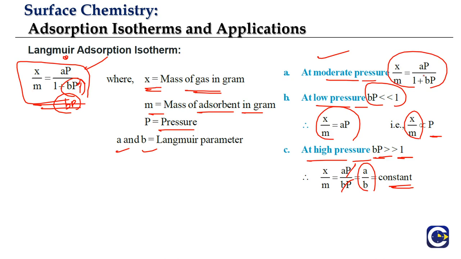This way, the Langmuir adsorption isotherm is also able to explain how the saturation, or the maximum possible value for the extent of adsorption, is reached at the high pressure range, and why at the low pressure range the extent of adsorption is proportional to the pressure value.